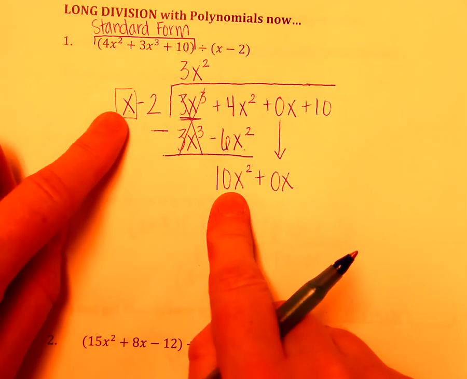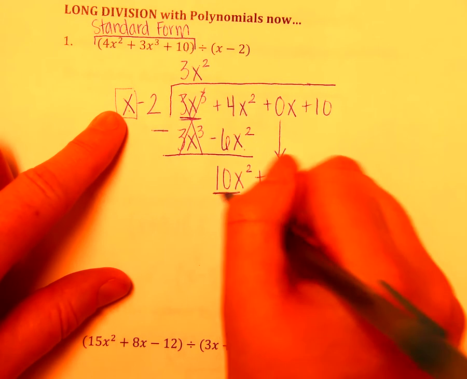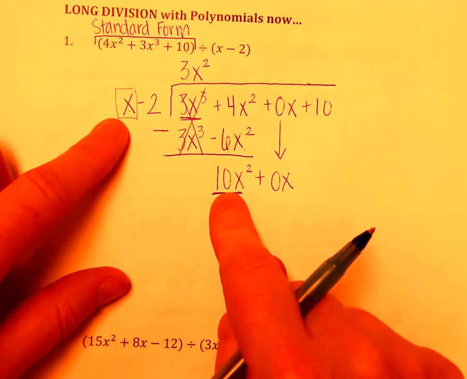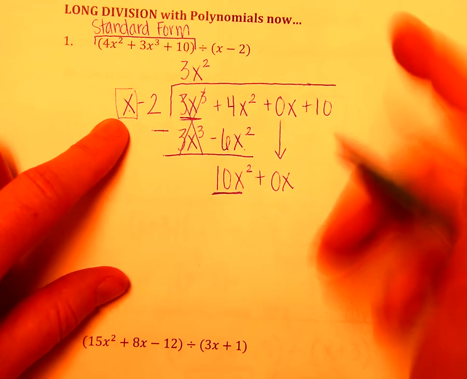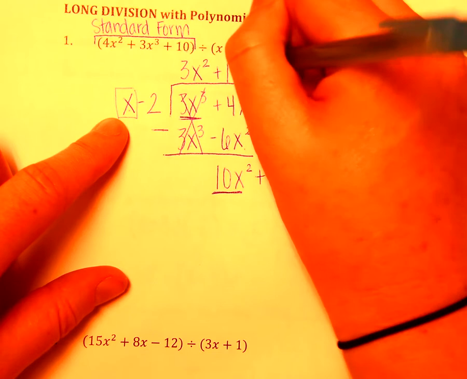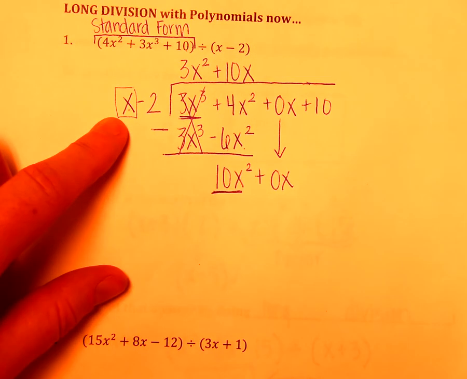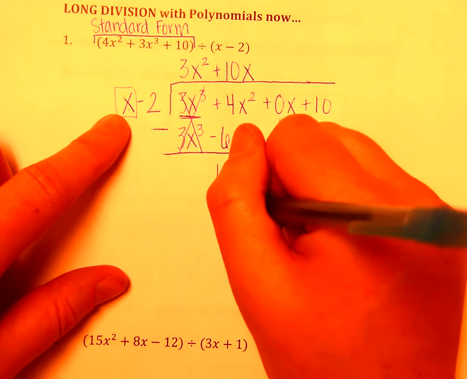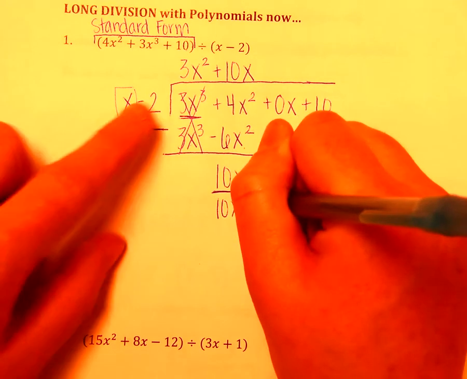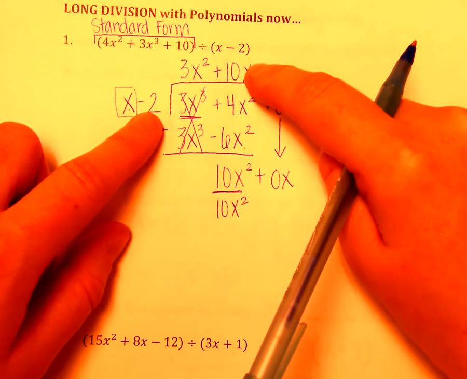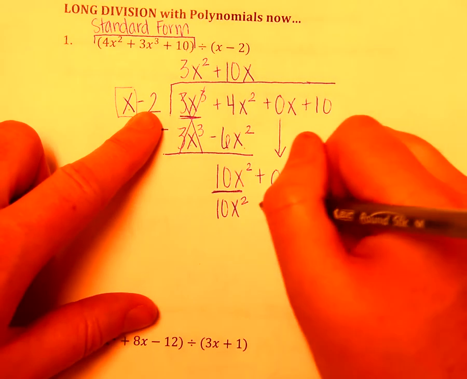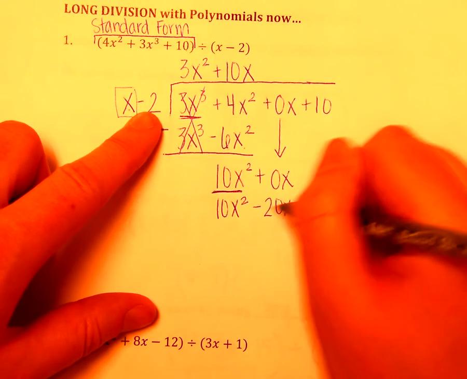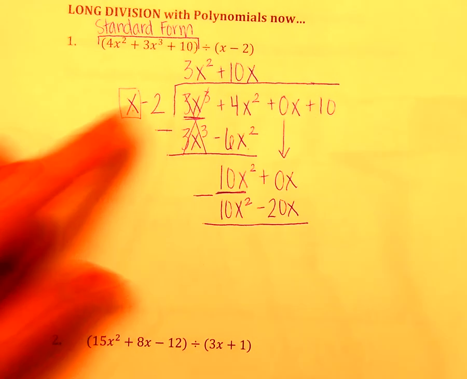I think about x times what will give me this first piece right here. Well, I would have to times by 10 and an x to get 10x squared. So I'm going to write plus 10x up top. Because when I multiply here, x times 10x is 10x squared. And negative 2 times 10x, that would be negative 20x. So minus 20x. Draw your line and subtract.